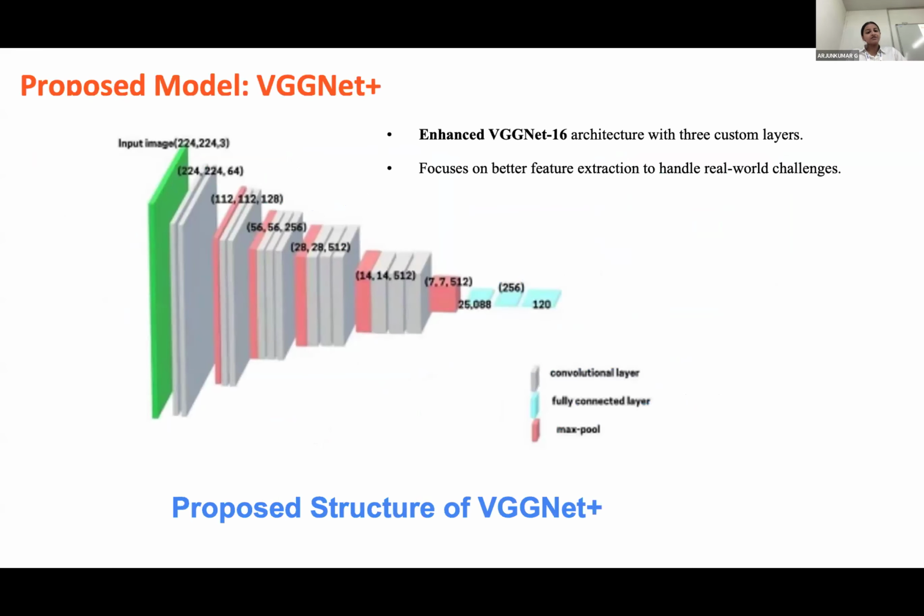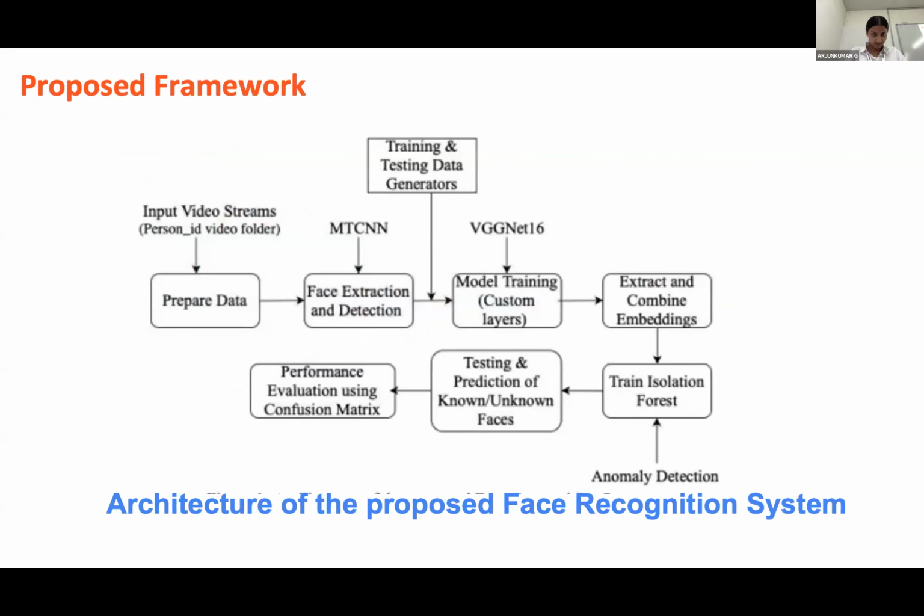So the proposed structure of the VGGNet Plus is shown on the screen. The initial layers of the VGGNet 16 are similar, but some modifications have been done in the later layers and some additions have also been done. The architecture is as follows. We have used MTCNN for face extraction and detection.